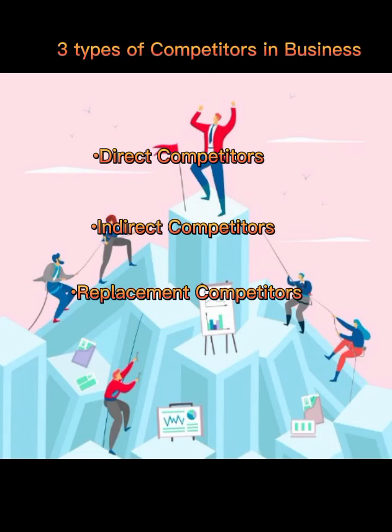Before ending this video, here are the three types of competitors in business: direct competitors, indirect competitors, and replacement competitors. A direct competitor probably comes to mind when you think of your competition. Indirect competitors are businesses in the same category that sell different products or services to solve the same problem. And the last is replacement competitors.